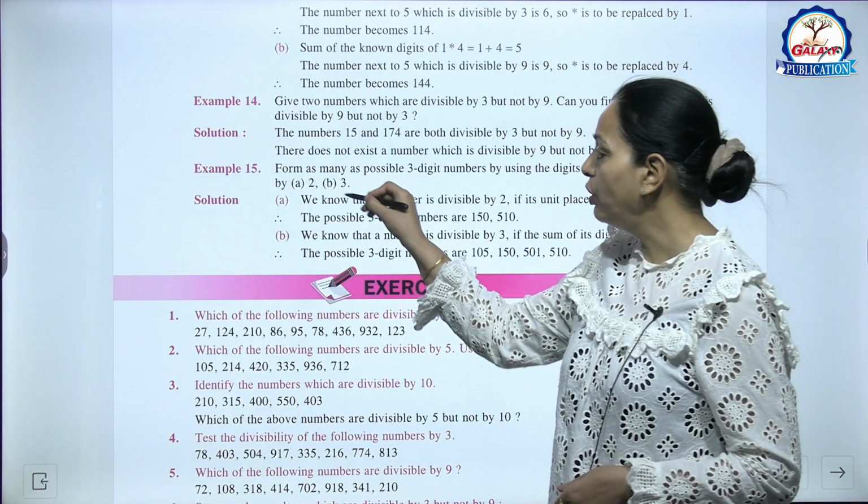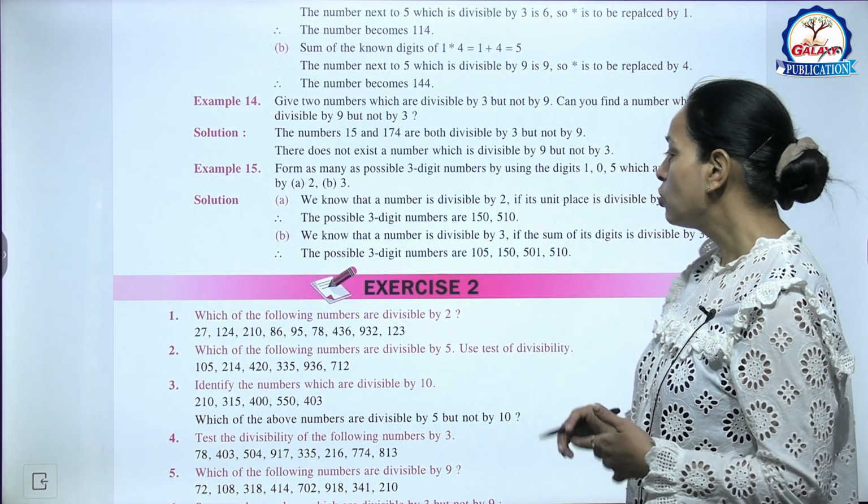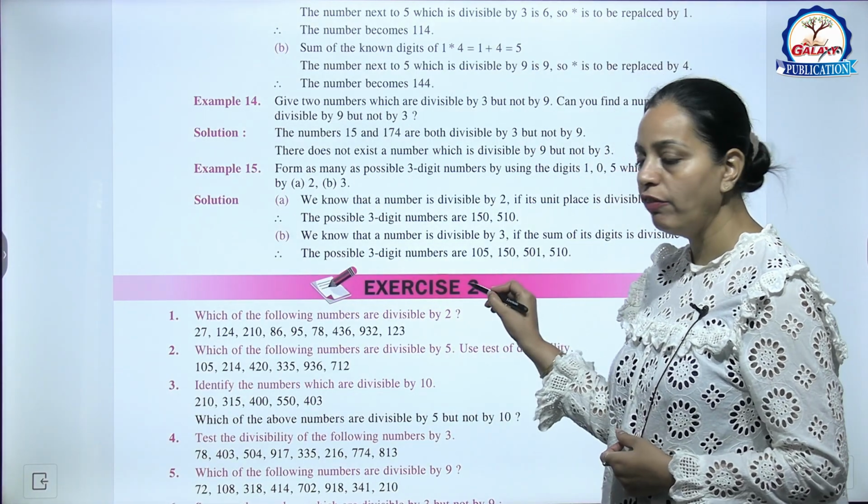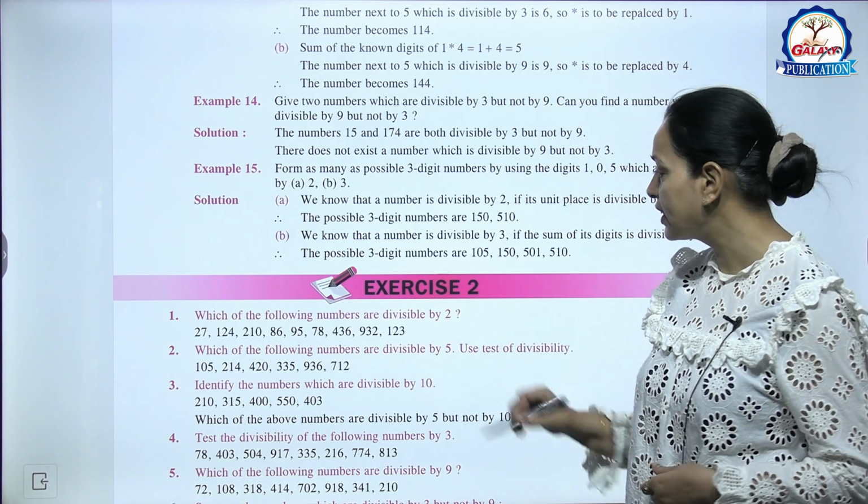Now by 3, अब by 3 चेक करना है. So we can write 105, 1 plus 0 plus 5, this is 6.